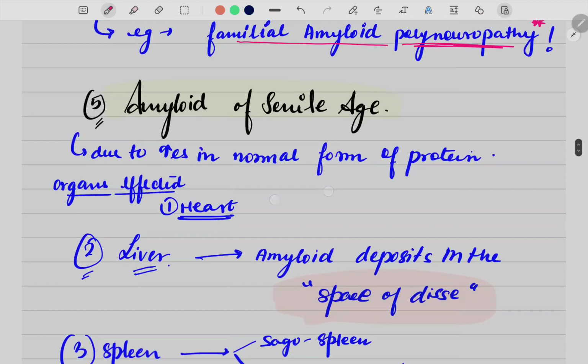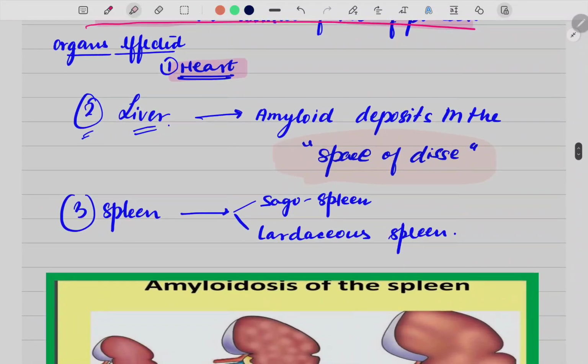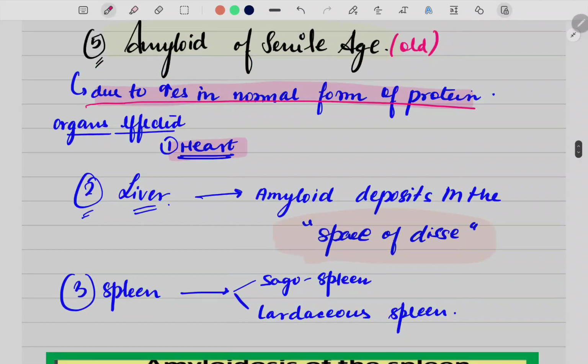Lastly, we come to the amyloid of senile age, that is your old age. It is due to the increase in normal formation of the protein. So when there is increase in the normal formation of the protein, it leads to your amyloid of the senile age. Organ commonly affected is your heart. In the liver, it could be seen at the space of Disse. Very important point. The organs affected here are heart, liver and spleen in this condition.